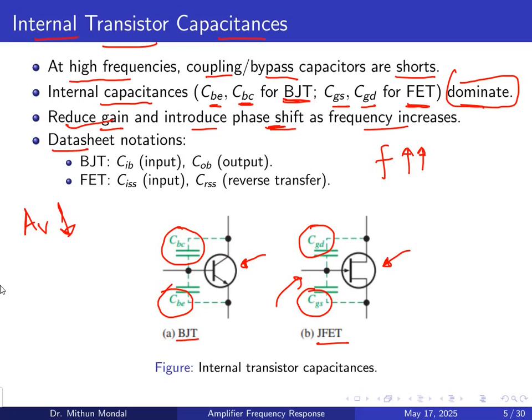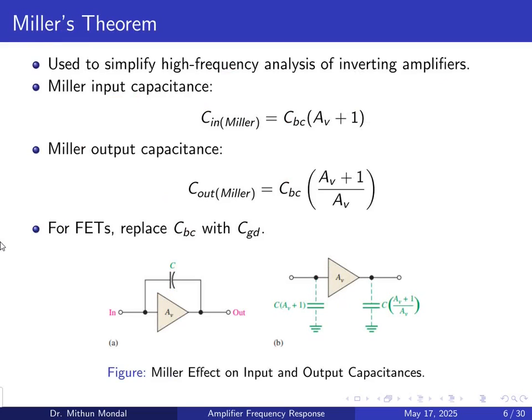In the datasheet of the BJT and FET, we talk about the input and output capacitances, and the input and reverse transfer capacitance for the FET. These will be available in the datasheet. There is one important theorem, known as Miller's theorem, which is given to simplify the high frequency analysis of inverting amplifiers. When we talk about amplifiers and need to study the frequency response, especially in the high frequency region, we need a simplified circuit, which Miller has given.